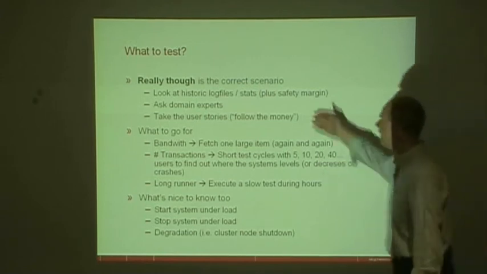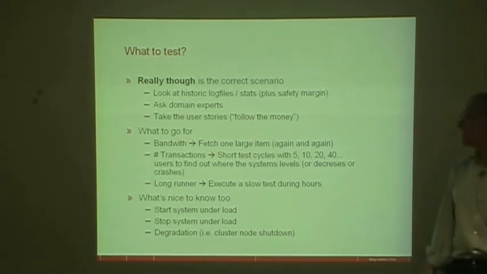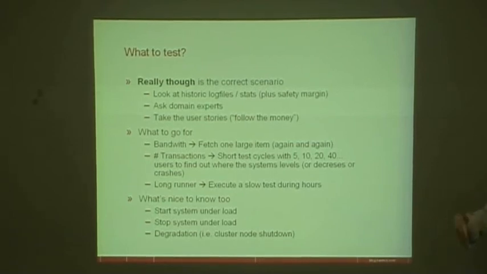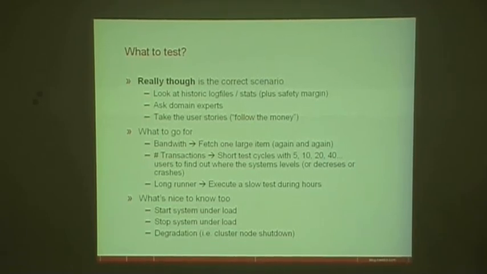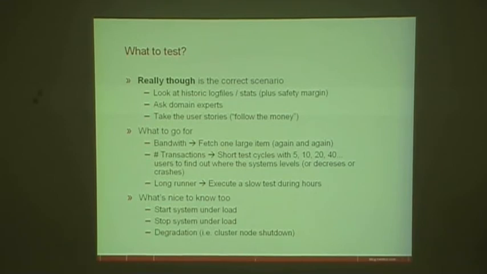But there are 3 hints. One hint is to look at historic traffic. You just look at statistics or log files. If 70% of all the requests go to the home page, your scenario should do 70% on the home page. And if 0.5% goes to the search, don't do 20% on the search, because historically that was obviously sufficient.